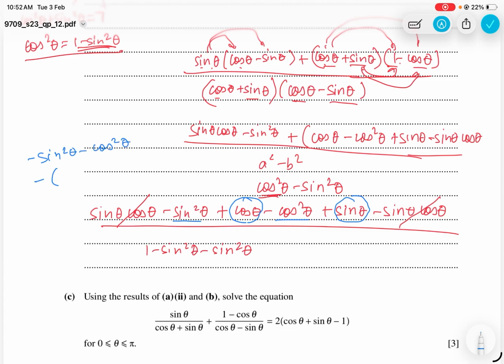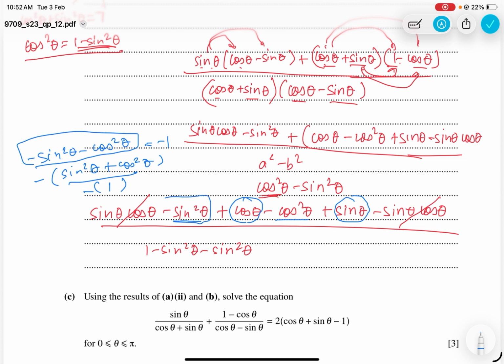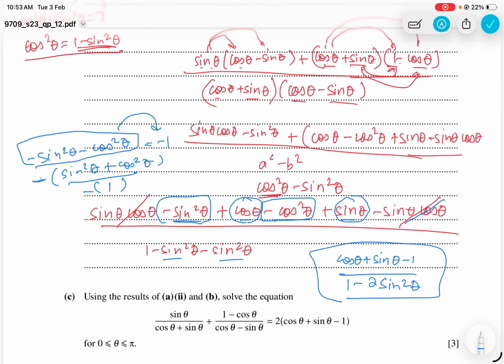Can I take minus common? Yes. So we will have minus of sine square theta plus cos square theta, and this is 1, so this value becomes minus 1. Then in the numerator we have cos theta plus sine theta minus 1, upon 1 minus sine square theta minus sine square, which is 1 minus 2 sine square theta. Hence proved. Easy or not, learners?